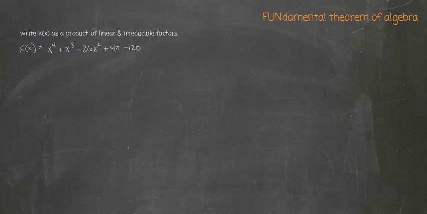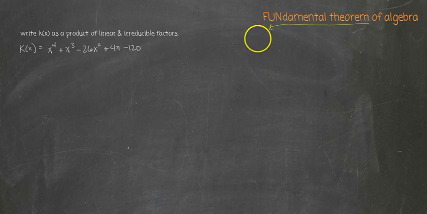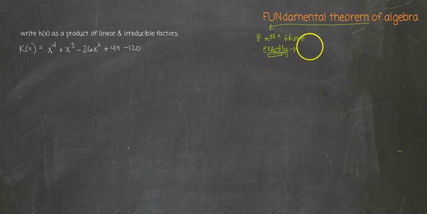Okie dokie. Let's finish up this section talking about the fundamental theorem of algebra. And what it says, along with its corollary, is that rather than looking at the degree of a polynomial to tell us at most how many solutions there are, the fundamental theorem, along with its corollary, tell us that there are exactly that many. So in a polynomial of nth degree, there are exactly n solutions, or n zeros.